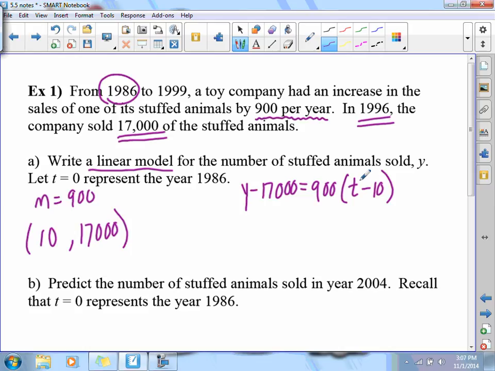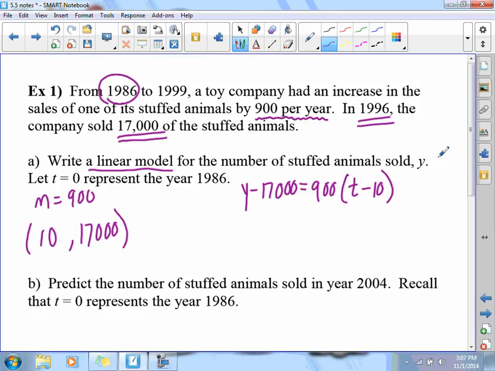And if you forgot to do that, if you didn't use the variable that they told you, it would be okay. It wouldn't be the end of the world. But we're going to use y because they told us to use y here. Write a linear equation using y.